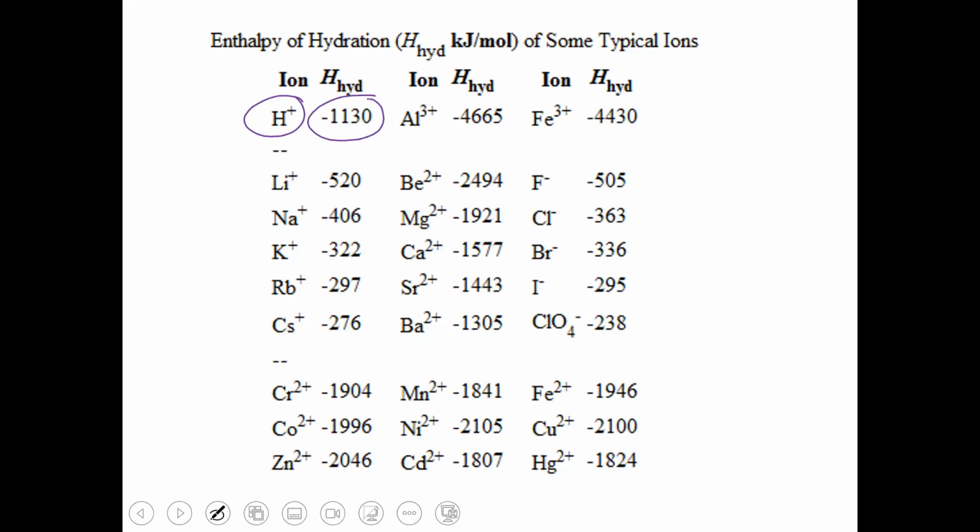H plus is minus 1130. Okay. Now, you look at the number for Al 3 plus. Look at this value. Huge difference, minus 4,665. So it means aluminum 3 plus has a much higher energy than H plus. Why? Because aluminum has plus 3 charge. Do you remember that as you get positive charge, the ionic size decreases, and as you get negative charge, ionic size increases? Yes. Good. Similarly, look at Mg2 plus, very high hydration enthalpy.